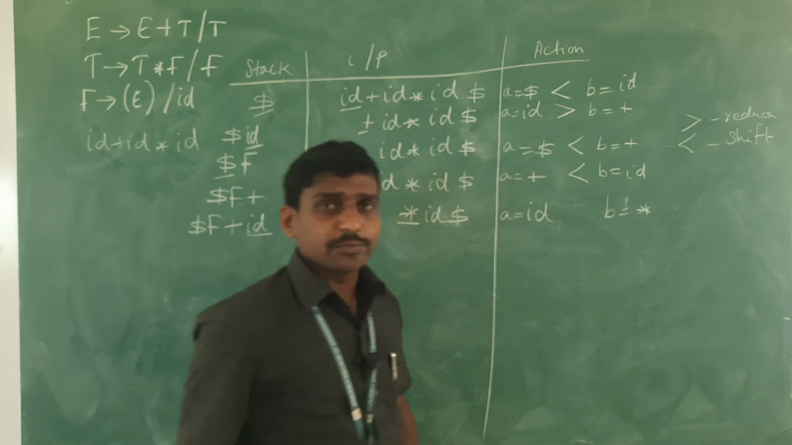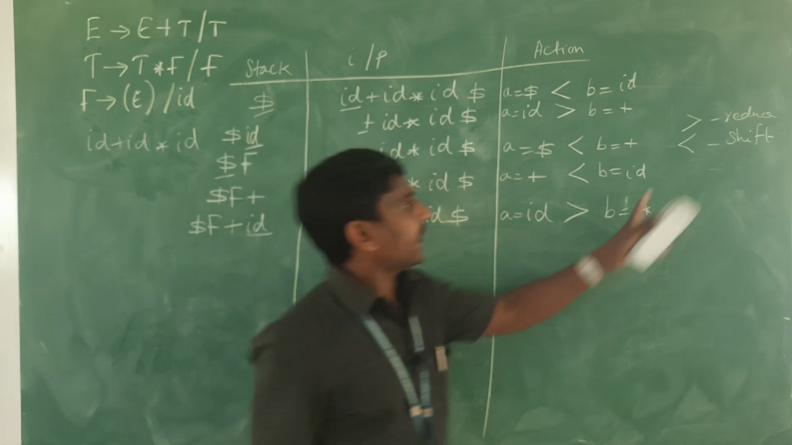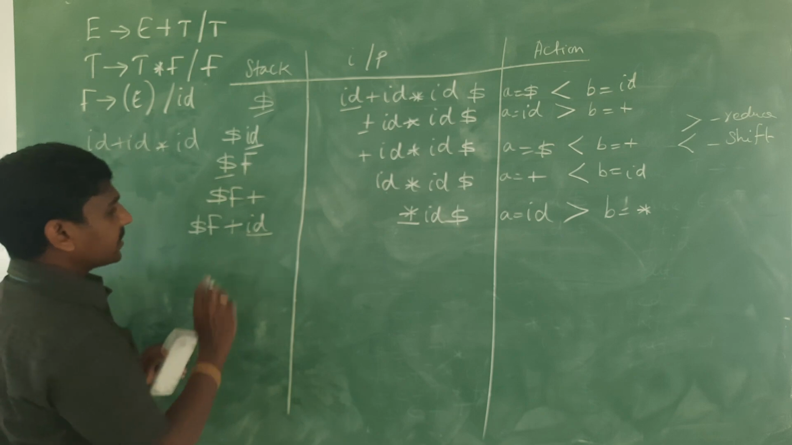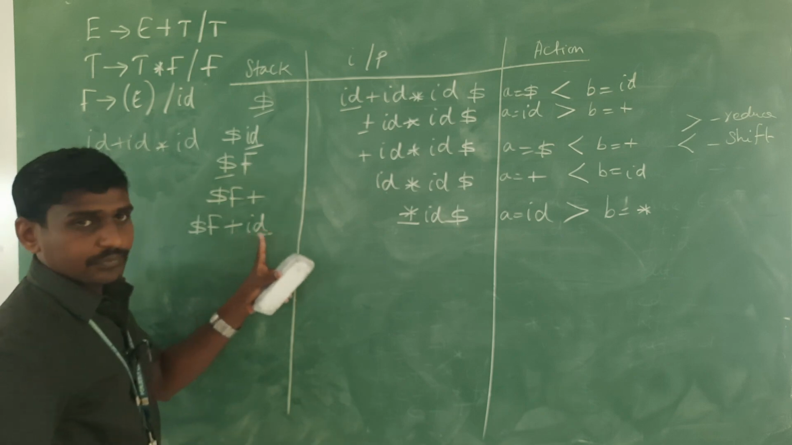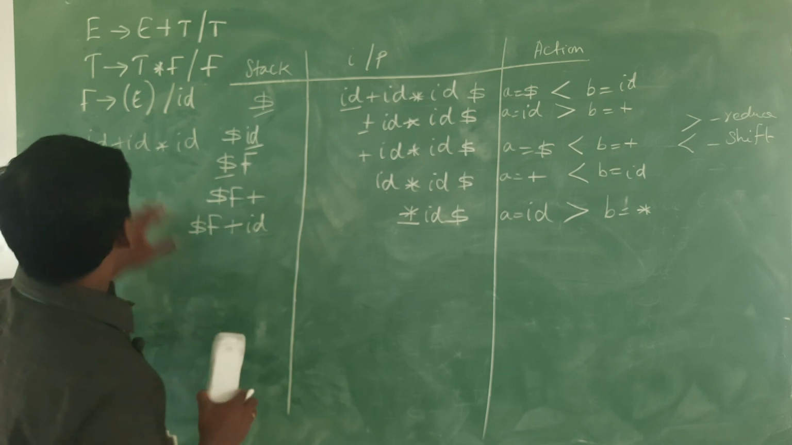So a equal to id and b equal to star. Which one has the highest precedence? Id. So is it less than or greater than? Greater than. If it is greater than, what is that? Reduce. Reduce means we want to check the handle. Clear? So I am going to check whether f plus id has a handle.